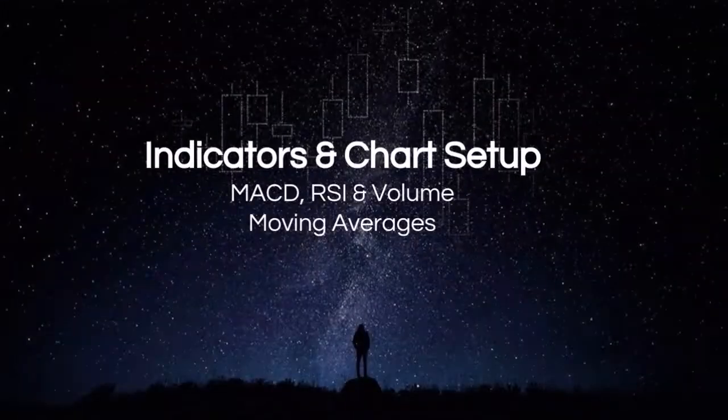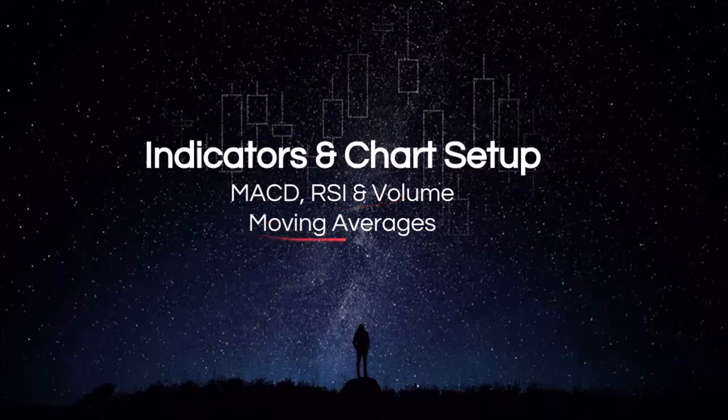In this next lesson, we're going to be looking at indicators and the chart setup. The indicators we'll be looking at are the MACD, RSI, and volume. And for the chart setup, the overlays, we'll be looking at moving averages and also the Bollinger Bands.